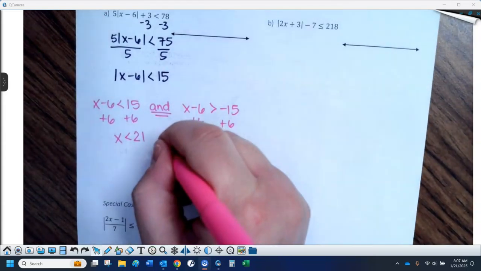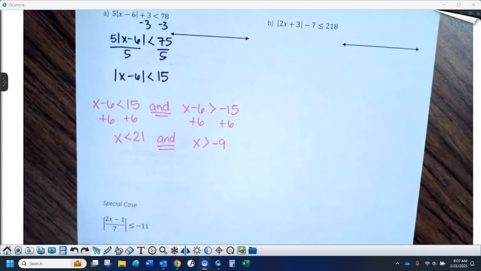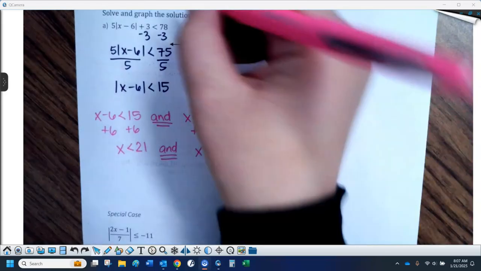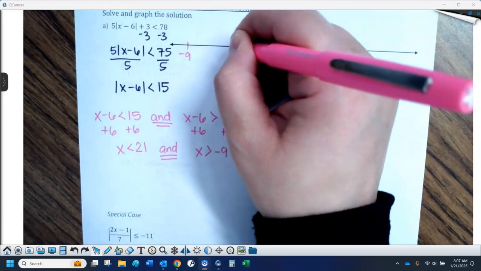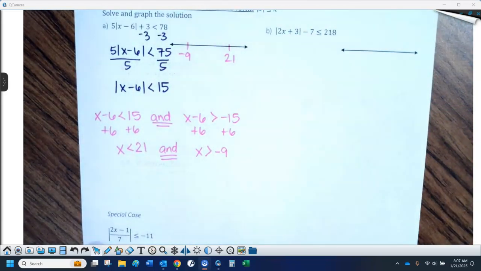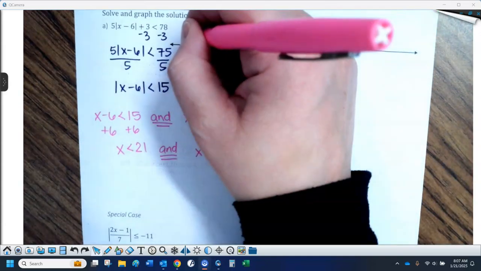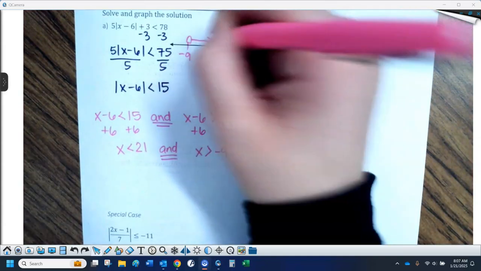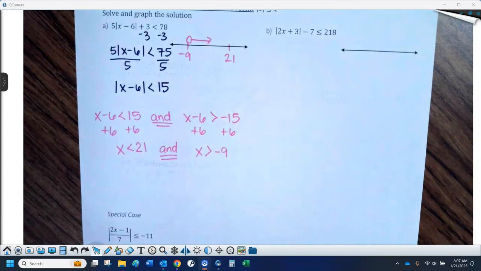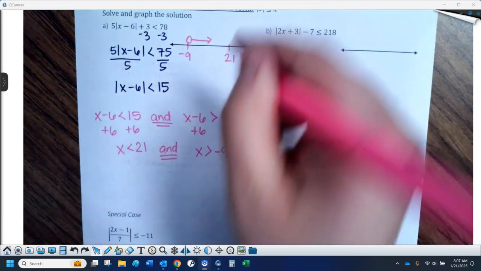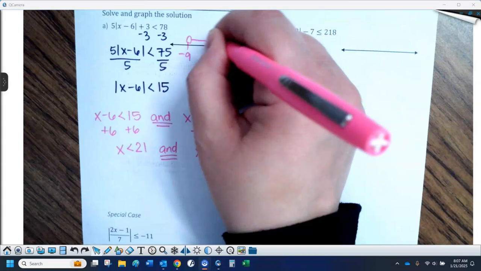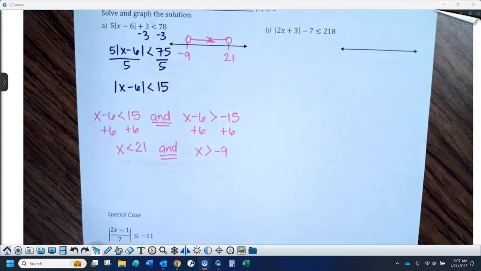Now, you have to work for both. So if you think about a number line, negative 9 would be on the left, 21 would be somewhere on the right. You're bigger than negative 9, so it would be an open circle going with an arrow that way. Less than 21 would be an open circle going this way, and they would point together.